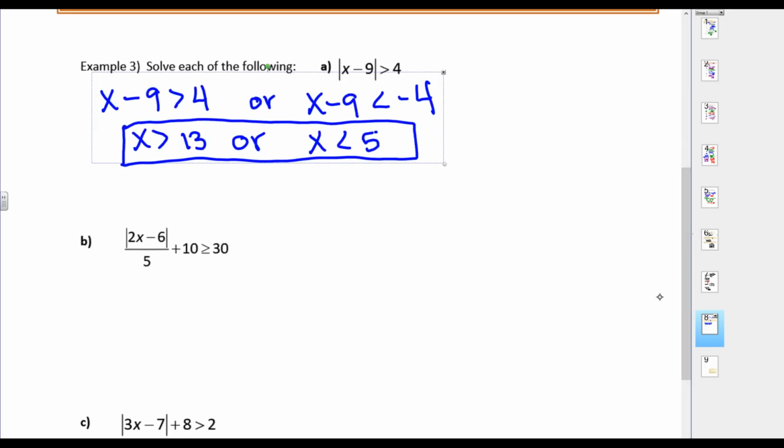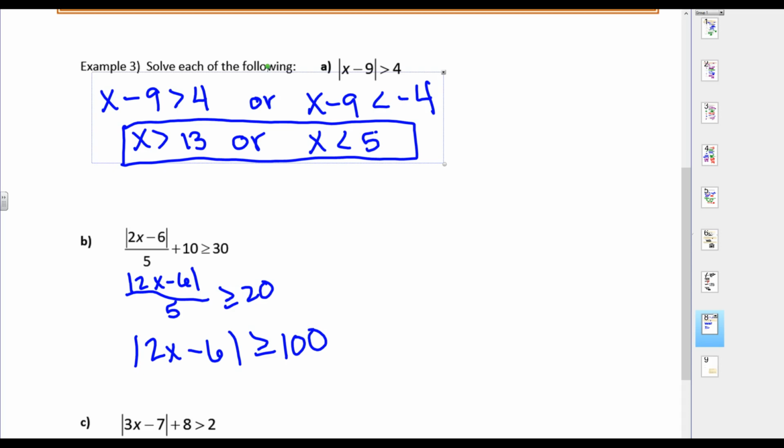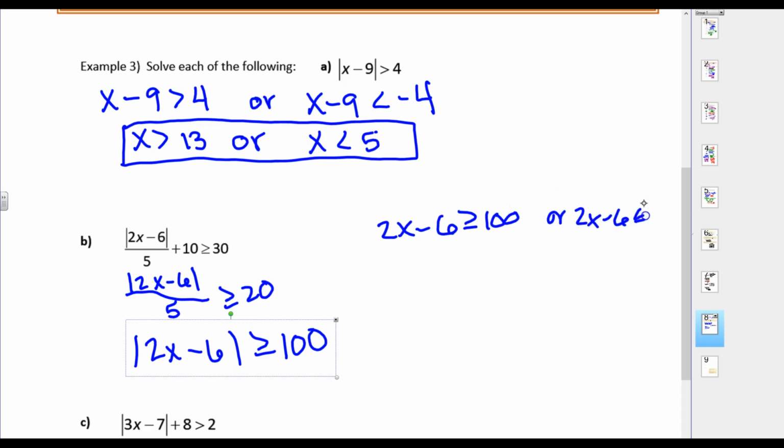Just like before, we're going to have to isolate our absolute value before we're able to split it up. So I'm going to start off by subtracting 10 on this side. So I get the absolute value of 2x minus 6, over 5, is greater than or equal to 20. I'm now going to multiply by 5 to get the absolute value by itself. The absolute value of 2x minus 6 is greater than or equal to 100. Now that I've got it in this format, it's a greater than inequality, so I can split this into an OR inequality. So I'd have 2x minus 6 is greater than or equal to 100, or 2x minus 6 is less than or equal to -100. And we're going to solve both of them.